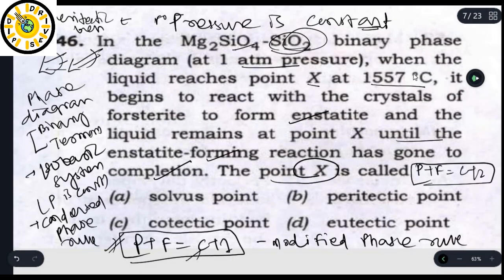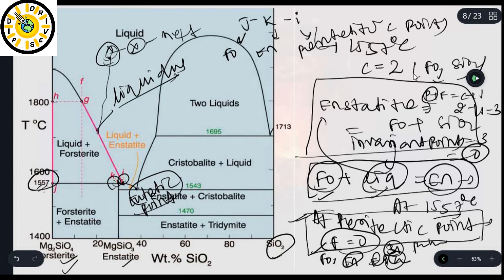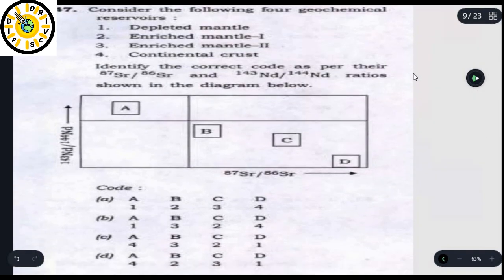Okay. So at 1557 will be the peritectic point. So the right answer will be B. Hope you understand this part. I will upload some videos of the different types of phase behavior like eutectic behavior, peritectic behavior, solvus. Next, go to the next question.